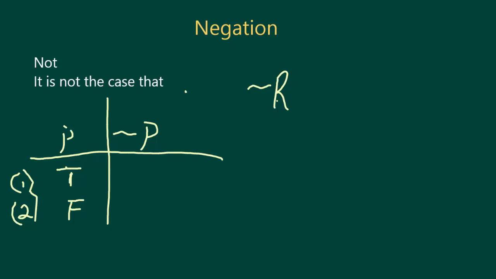So if we think about those cases, and we assert that it's not the case P, what we're asserting, in short, is that P is false. So in line 1, where P is true, and I'm saying that it's false, I'm wrong. And since I'm wrong, it gets the value false. But in the second case, in which P is false, and I assert that it's not the case P, then what I'm saying is correct. It's true.